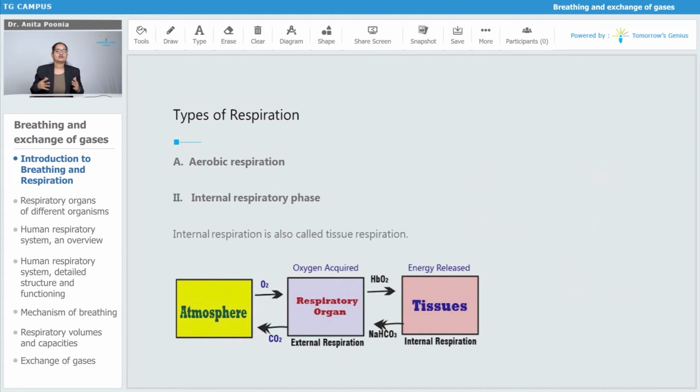Now, let us talk about the internal respiratory phase, students. The internal respiratory phase is also called tissue respiration. Here, you see this is the atmosphere, this is the respiratory organ, and this is the tissue. The oxygen from the atmosphere enters the respiratory organ, the oxygen is acquired, and then the oxygen has to pass to the tissues and the respiration takes place there.